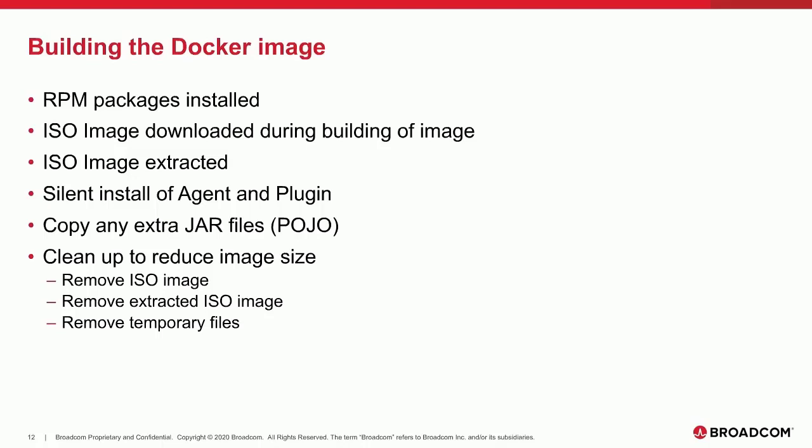It's going to run a silent install of the agent and the plugin. It'll copy some extra jar files for the POJO implementation. And at the very end, it will clean up. It will remove the ISO image, delete the extracted files, and remove temporary files. So it will try to reduce the size of the layer that's being used. So what I'm going to do now is show you that.